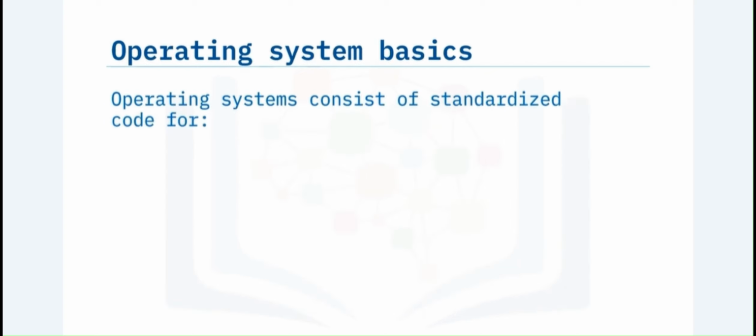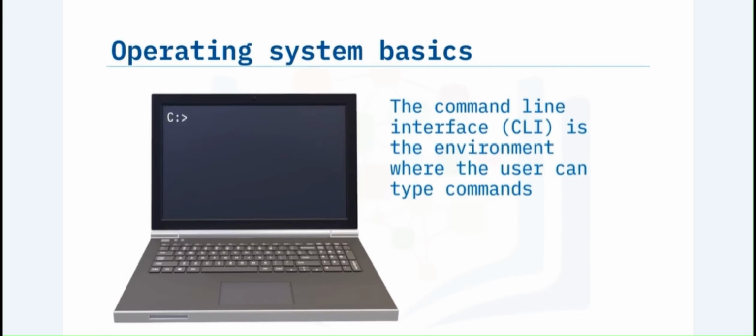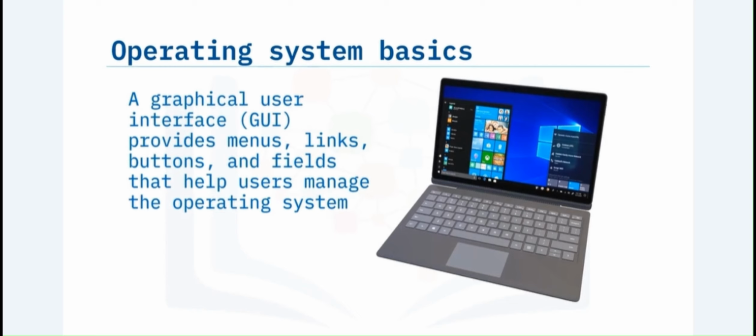Operating systems provide standardized backbone code for managing input, output, processing, and storage. These efforts help keep data error-free and mitigate data loss. Operating systems can have more than one environment. The first environment, the Command Line Interface, or CLI, is an environment where the user can type commands. The second environment is known as a graphical user interface, or a graphic shell. These environments provide menus, links, buttons, and fields that help users manage the operating system.